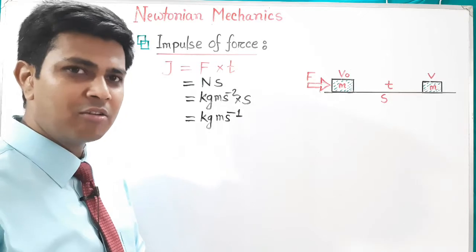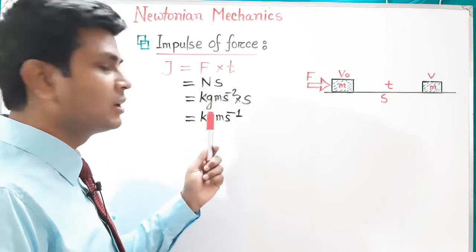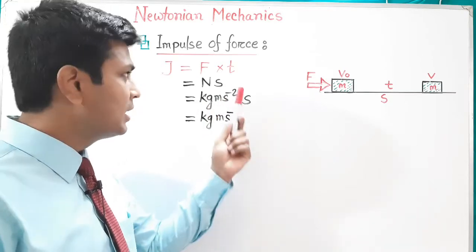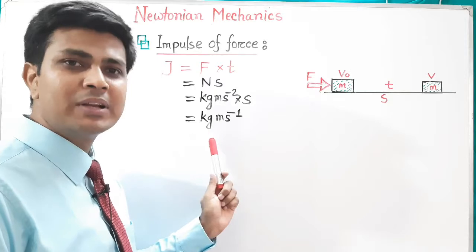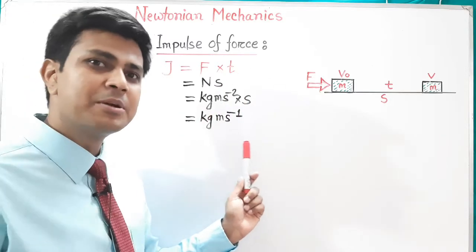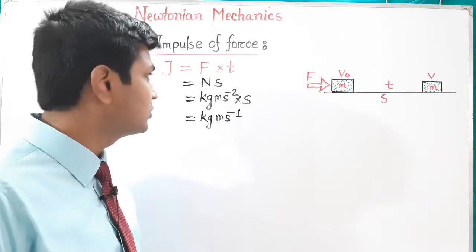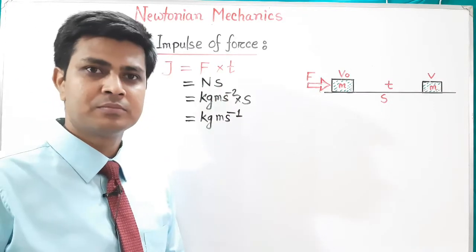But there is another unit of the impulse of force. For this, we put the unit of force, which is kg meter per second square, and the unit of time is seconds. After calculating this expression, we will get another unit of the impulse of force, which is kg meter per second. So we can say there are two units of impulse of force. One is Newton second and another is kg meter per second.